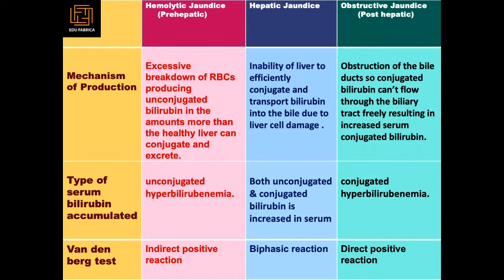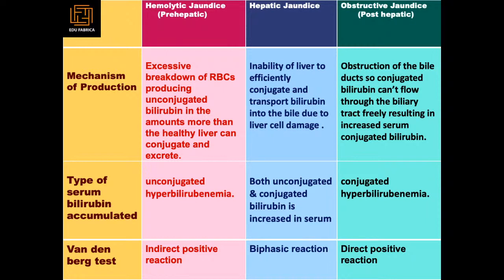So this is showing a very nice summary of all the three types of jaundice, that is hemolytic jaundice, hepatic jaundice, and obstructive jaundice, that is your post-hepatic jaundice. So what is the mechanism of production? In the first case, excessive breakdown of RBCs is happening, leading to the production of unconjugated bilirubin in amounts more than the healthy liver can conjugate and excrete.